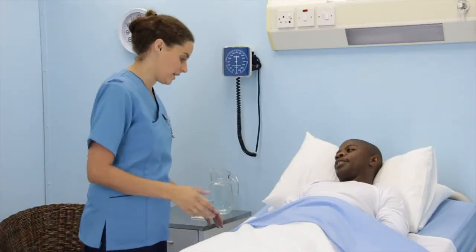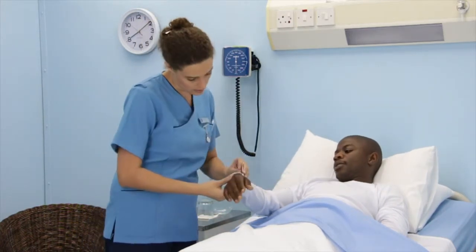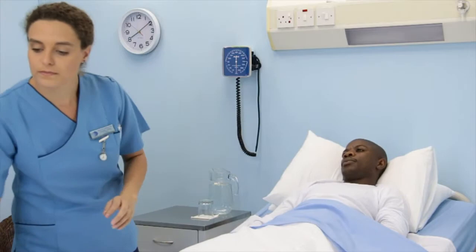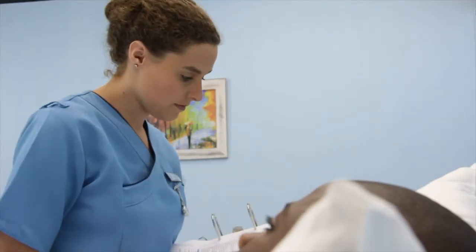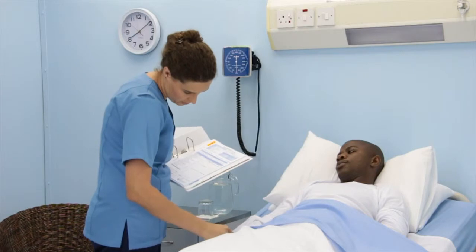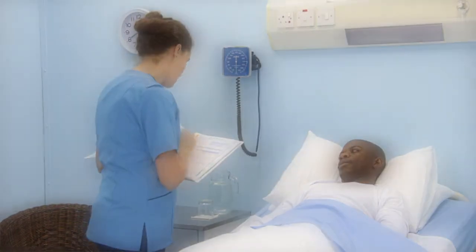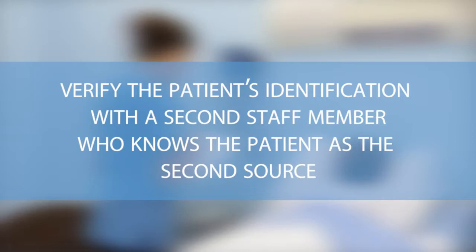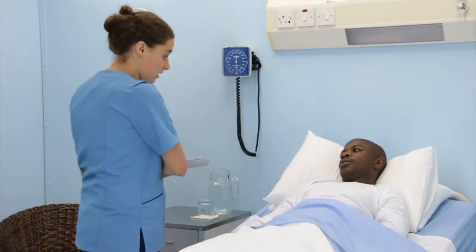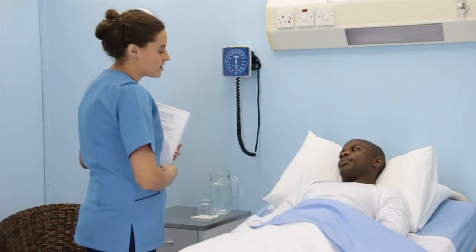Check the patient's name and identification number on the patient's identification bracelet. Compare the patient information with the patient's records. If the patient cannot identify him or herself, verify the patient's identification with a second staff member who knows the patient as a second source. Explain the procedure to the patient and obtain the patient's permission.